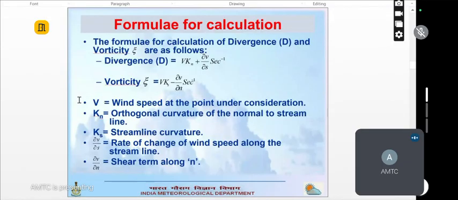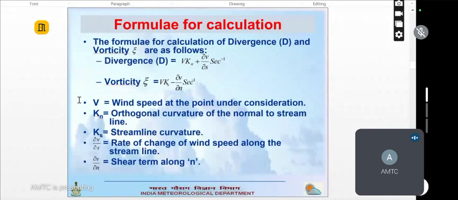So this is the divergence formula. The basic thing you need to understand is that it has Kn and Ks. V is the wind speed at any point of position. When you're calculating it, you should know the wind. Then see, what is Kn? Kn is the orthogonal curve of the normal to the streamline.